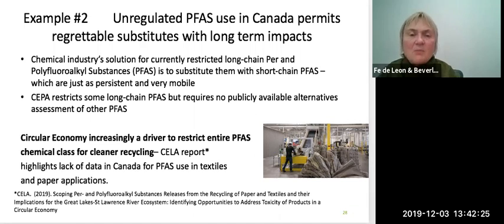At the same time, we hear calls for increased recycling of carpets, textiles, and paper. But if these products contain PFAS, we're simply perpetuating a very toxic material cycle. So in the circular economy, you can't have proponents of increased recycling without looking at hazardous chemicals and materials. PFAS is one example that really needs urgent attention in Canada. Next, please.